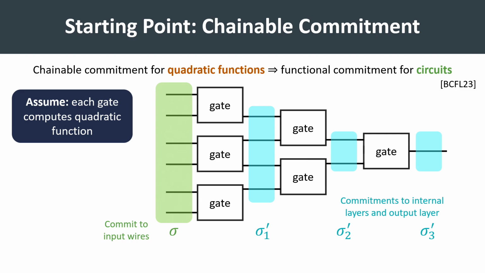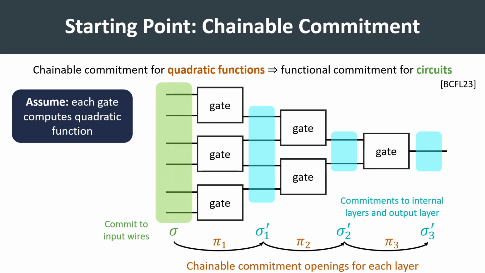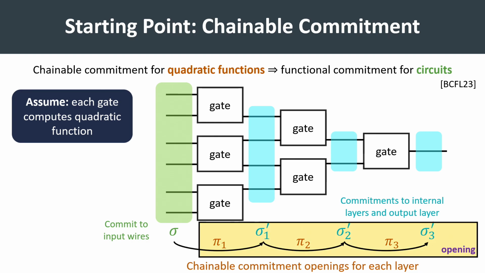So the commitments will have sigma 1 prime, sigma 2 prime, sigma 3 prime, corresponding to the intermediate layers of the circuit. So now, what I know is that sigma 1 prime is a quadratic function of the values committed to in sigma, right? Each of these gates compute quadratic functions, and so I can actually just give a chainable commitment opening between each pair of layers. The opening for the overall functional commitment is going to be the concatenation of the commitments to each layer, as well as the chainable openings from one layer to the next.